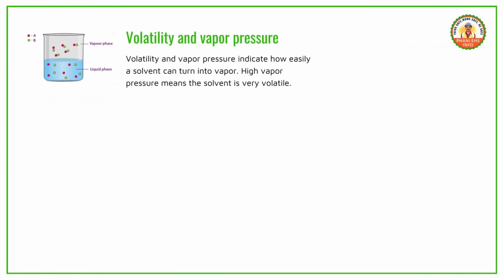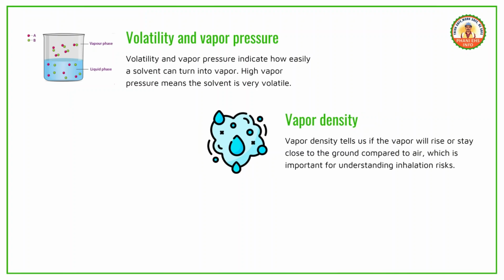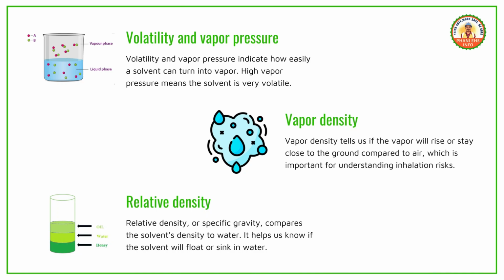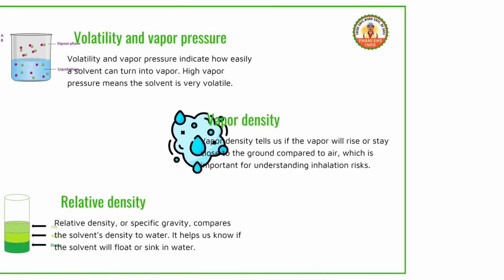Properties of solvents. Let's look at some properties of solvents. Volatility and vapor pressure indicate how easily a solvent can turn into vapor. High vapor pressure means the solvent is very volatile. Vapor density tells us if the vapor will rise or stay close to the ground compared to air, which is important for understanding inhalation risks. Relative density, or specific gravity, compares the solvent's density to water. It helps us know if the solvent will float or sink in water.